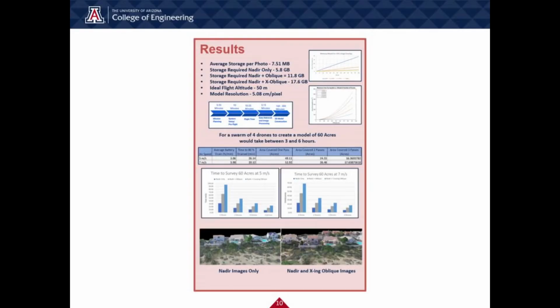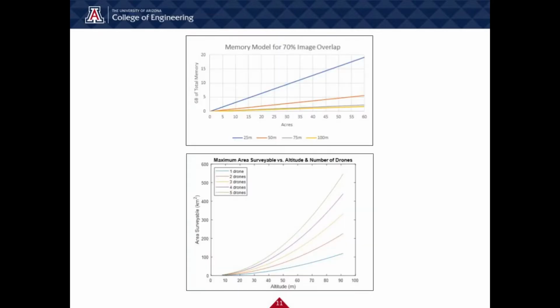Once the drone swarm was created, the next step was determining the operation conditions of the swarm and establishing the performance envelope, which was done using test data and models. The first thing characterized was the amount of onboard storage that would be necessary to survey 60 acres. To do this, we found the average storage required per photo to be 7.51 megabytes and then modeled the number of photos to cover the 60 acres as a function of altitude.